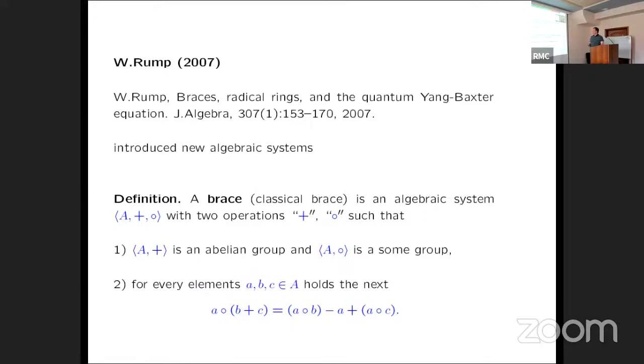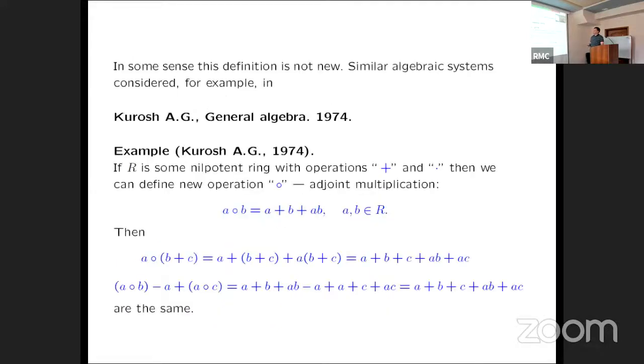A brace is an algebraic system with two operations, plus and circle, such that for each operation A is a group, and this plus is an Abelian group, and these operations are connected by the axiom of brace in the next form. In some sense, this algebraic system is not new. For example, in the lectures of Kurosh, 1974, you can find the next example.